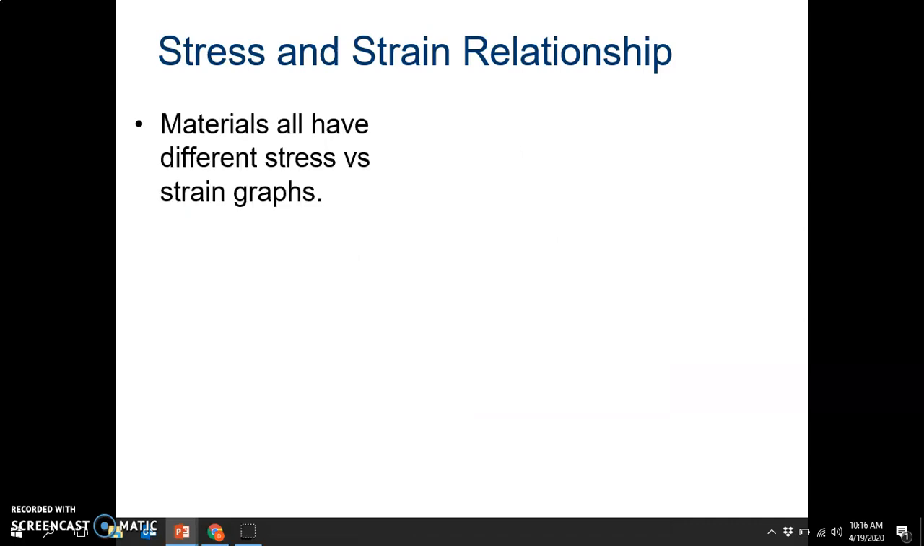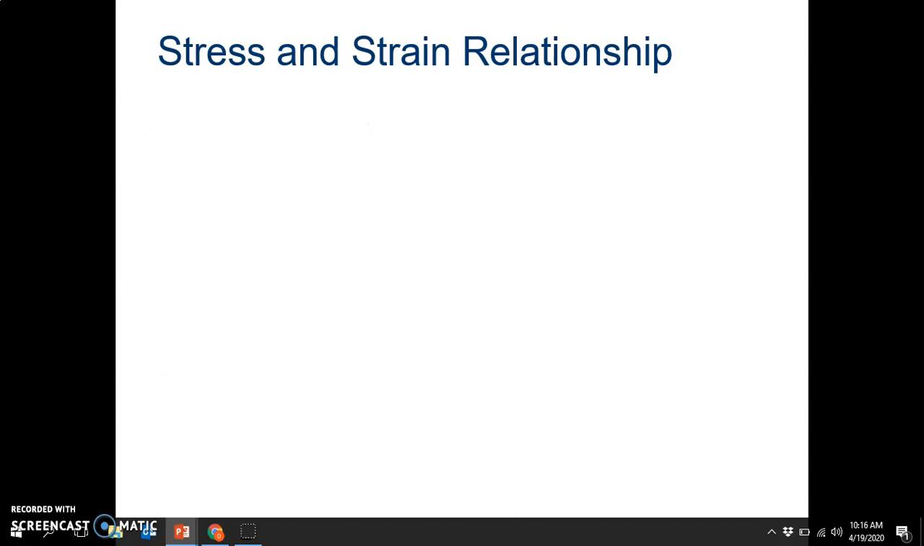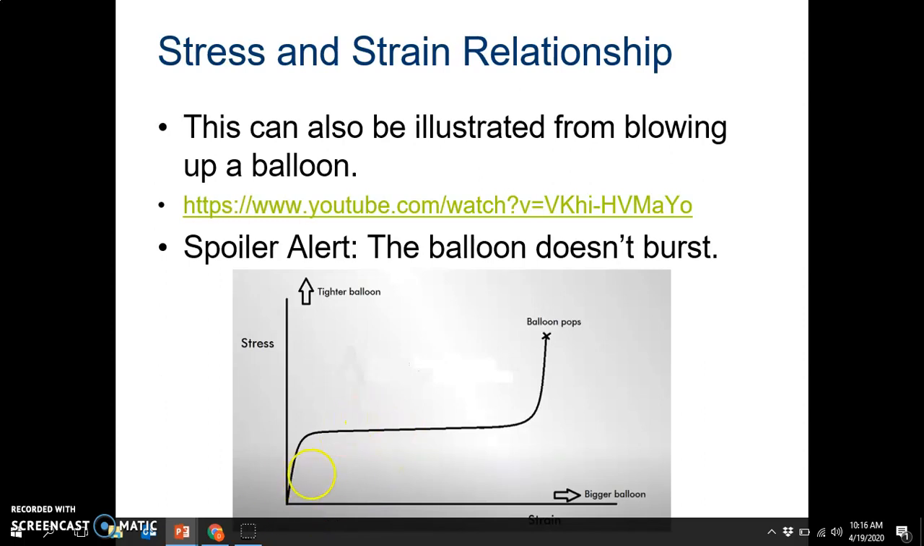So materials all have different stress versus strain graphs. Every single material has a different stress and strain graph. Every single one. Most metals have a little bit of a more direct or linear stress and strain relationship than the balloon. The balloon had a little bit of a linear in the beginning, but not that much. Like metals will be a little bit more like this.